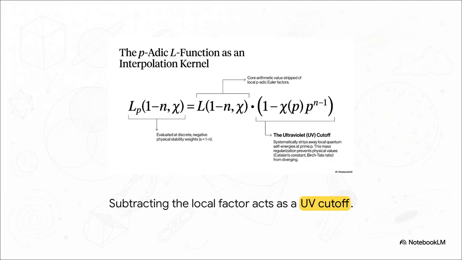Take a close look at how the core arithmetic value gets multiplied by that term in the parentheses on the right. Subtracting that local factor acts as a built-in safety net and natural UV cutoff. It systematically strips away localized quantum self-energies, which regularizes the mass and stops our physical values from just blowing up to infinity.